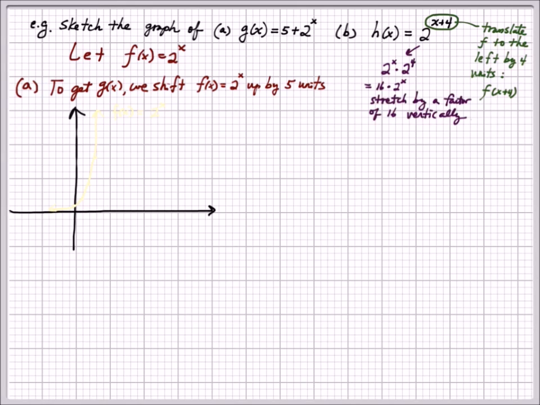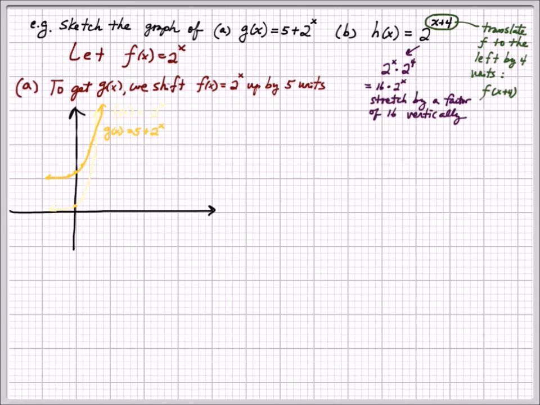Now to graph part A, if we think of the f of x equals 2 to the x function in the background, we just take every single y value and shift it up by 5 units. So the first point here at (0, 1), shifted up by 5 units, becomes (0, 6). The second point (1, 2), shifted up by 5 units, becomes (1, 7). And the third point at (2, 4), with the 5 units up, becomes (2, 9). Eventually we get this new graph of g, which is 5 plus 2 to the x.